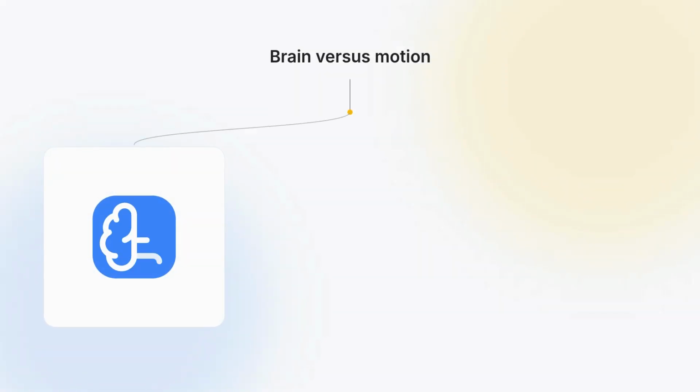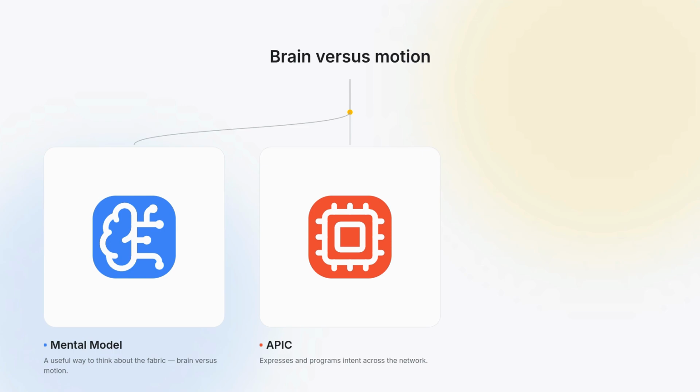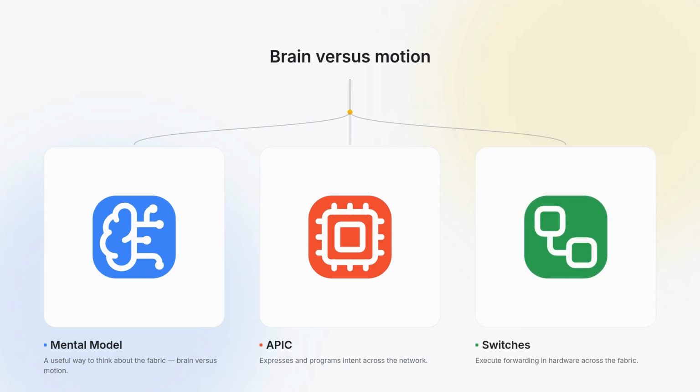A useful mental model is brain versus motion. APIC defines and programs intent. The switches handle forwarding in hardware across the fabric. That's why losing connectivity to an APIC is not the same as packets suddenly hairpinning through the controller. That forwarding path was never there in the first place.